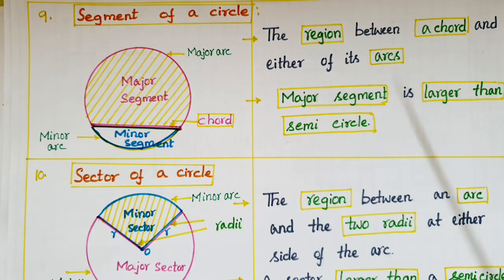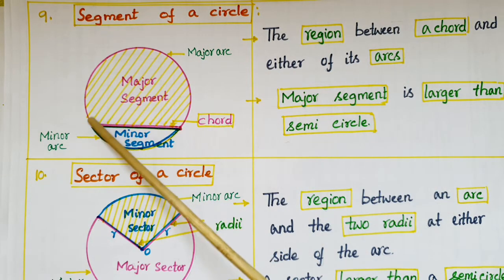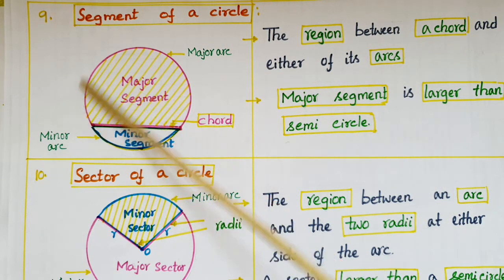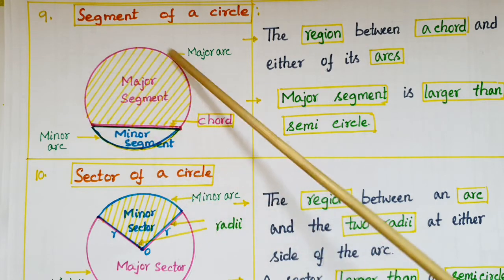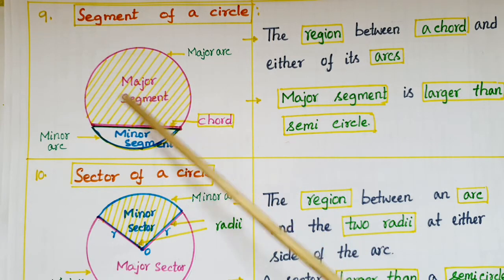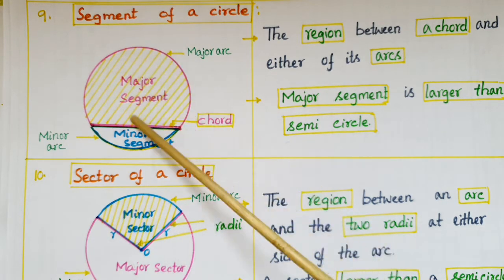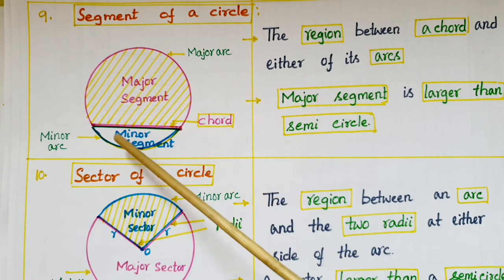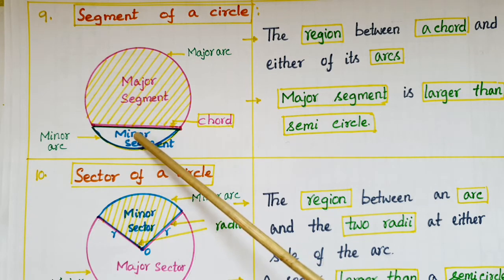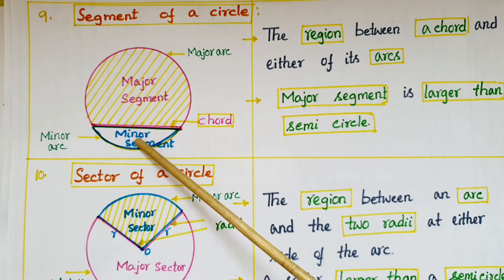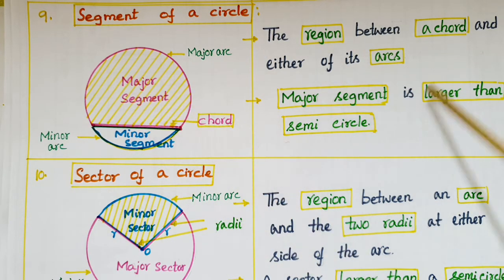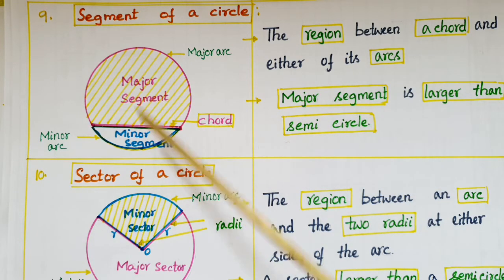Next one is segment of a circle. If you observe here, this is a chord and this is a major arc because this is longer than the semicircle. The region between the major arc and chord is called the major segment, and the region between the minor arc and the chord is called the minor segment. The major segment is larger than a semicircle and the minor segment is shorter than the semicircle.